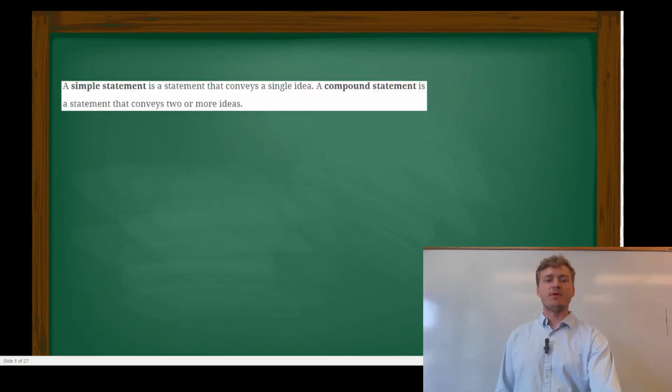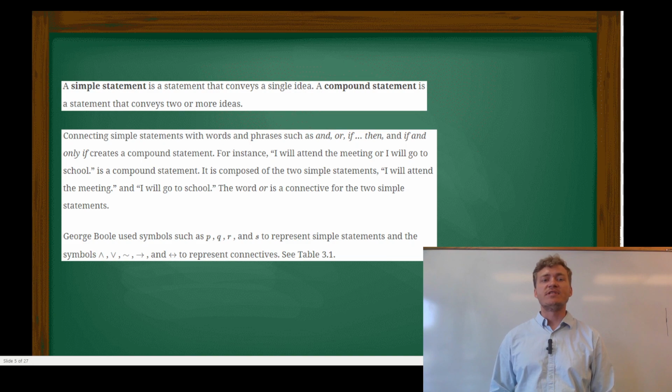A simple statement is a statement that conveys a single idea. A compound statement is a statement that conveys two or more ideas. It's kind of like a simple sentence and a compound sentence. Connecting simple statements with words and phrases such as and, or, if, then, and if and only if creates a compound statement. For instance, I will attend the meeting or I will go to school is a compound statement. It is composed of the two simple statements, I will attend the meeting and I will go to school. The word or is a connective for the two simple statements.